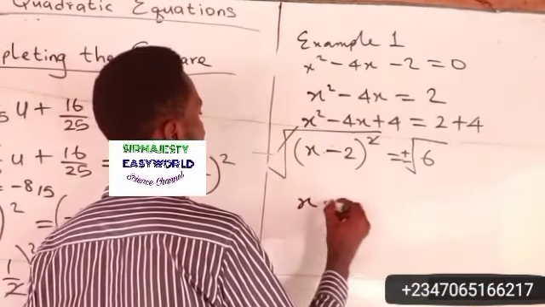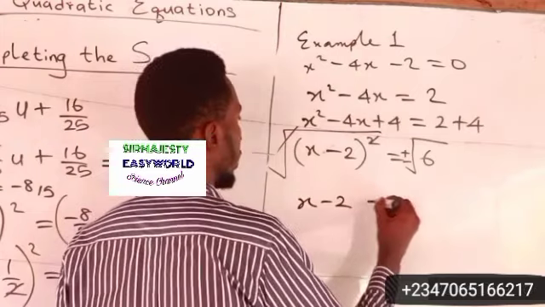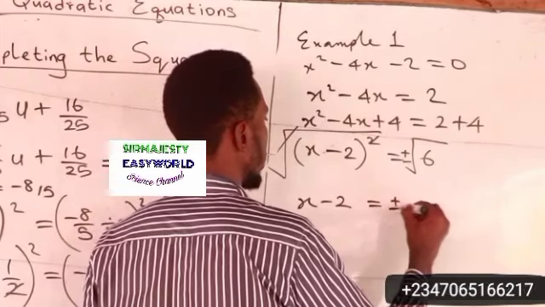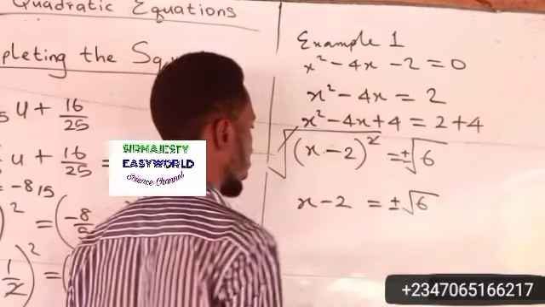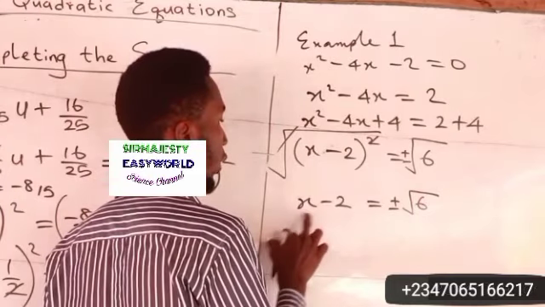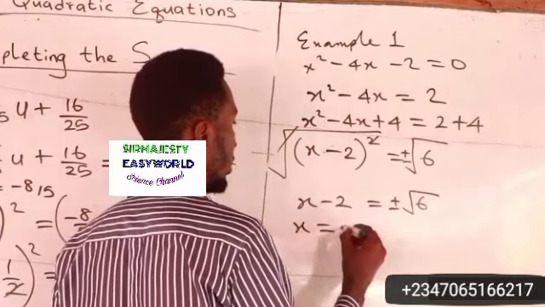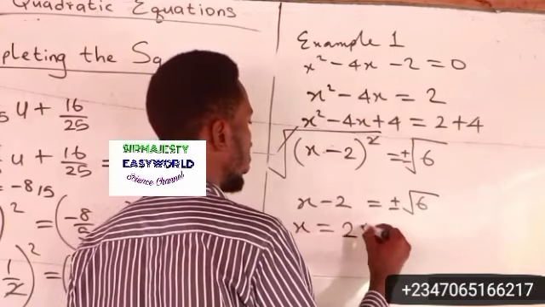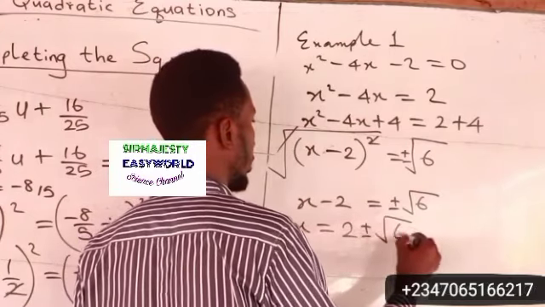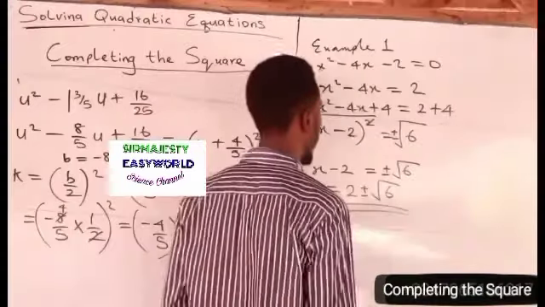Okay, so we now have x minus 2 is equal to plus minus square root of 6. So to find the value of our x, we move this 2 to the other side so that finally x is equal to 2 plus minus square root of 6. And this is our final answer.